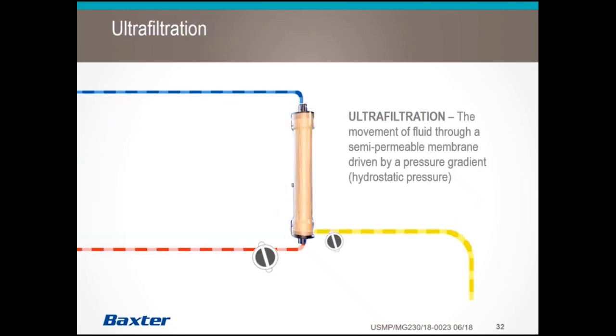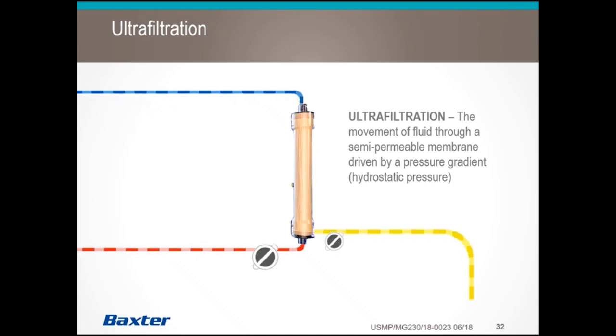Ultrafiltration is simply the movement of fluid through a semi-permeable membrane, and it's driven by hydrostatic pressure. In a nutshell, if you drink 2 gallons of water a day, you're going to produce more pressure in your kidney than if you drink 6 ounces of water a day, and you'll produce more urine if your kidneys are functioning normally. The way that our machine mimics that is we have an effluent pump, and the effluent pump forces the plasma water and the solutes across the semi-permeable membrane in the filter.